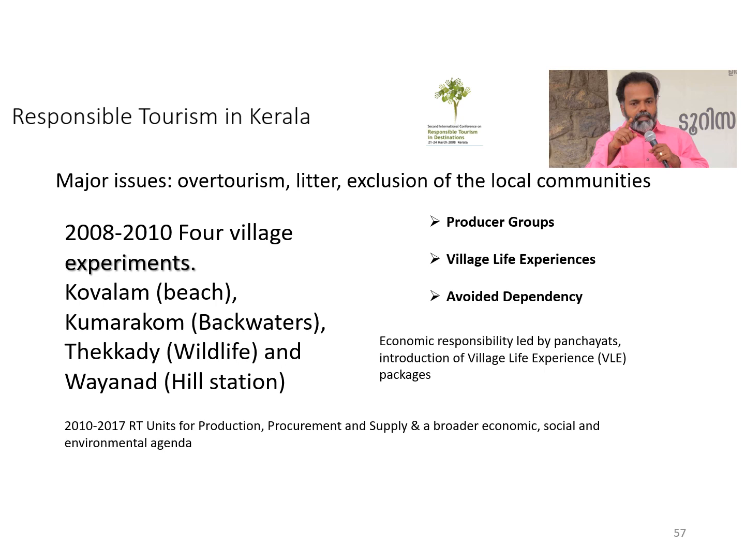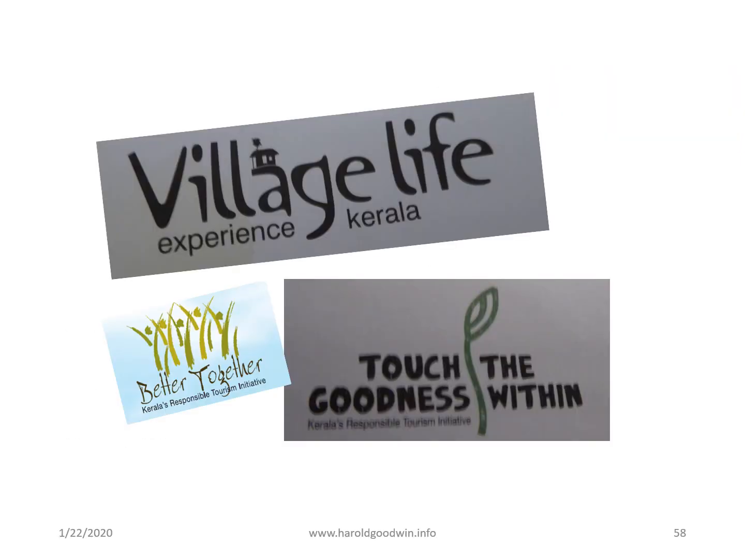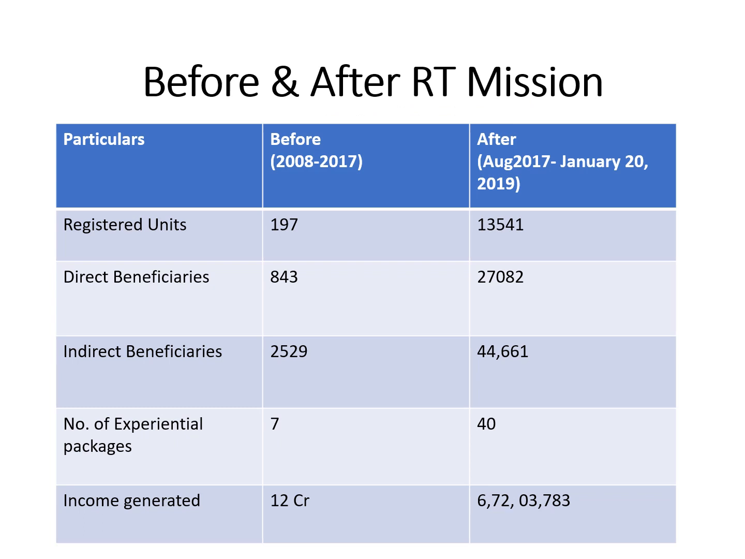Having proven it in an experiment, it was rolled out from 2010 to 2017 with RT units, responsible tourism units, for production, procurement and supply, and really demonstrated the success. You can see here the situation up to 2017 and then what happened after 2017 in a mere 2 years, when the state government decided to roll this out across the whole of Kerala.